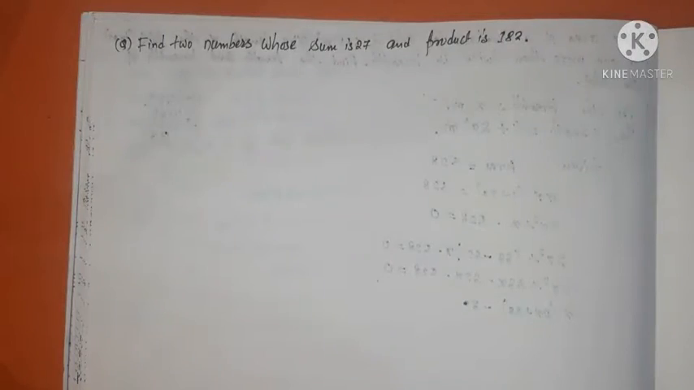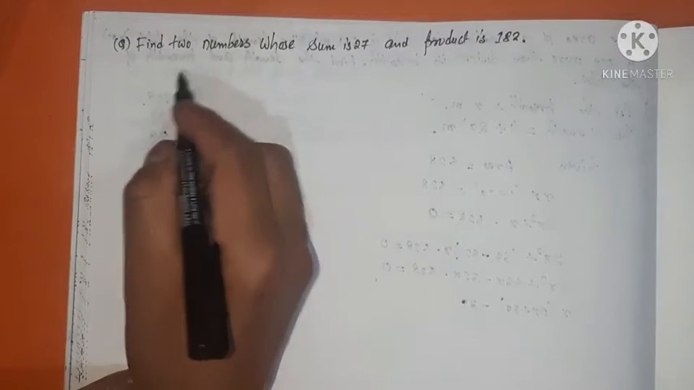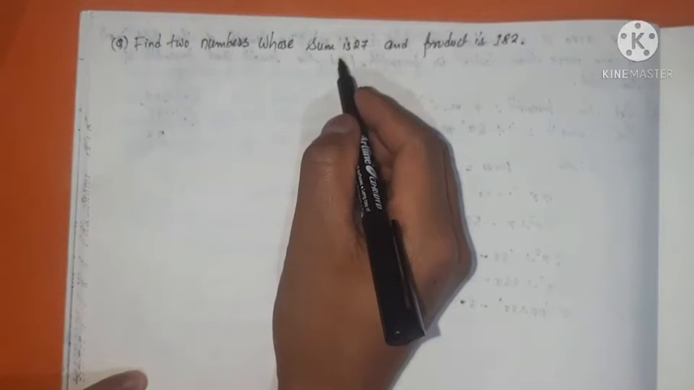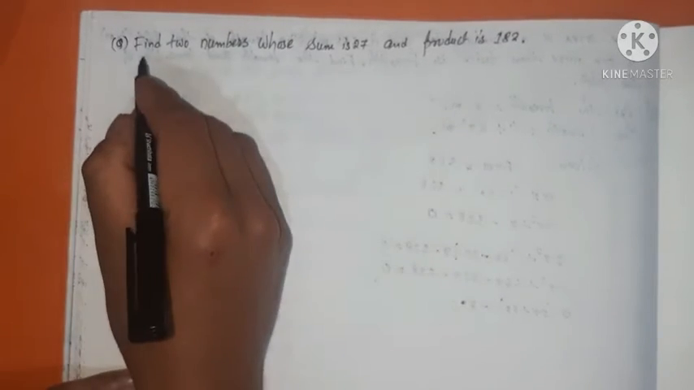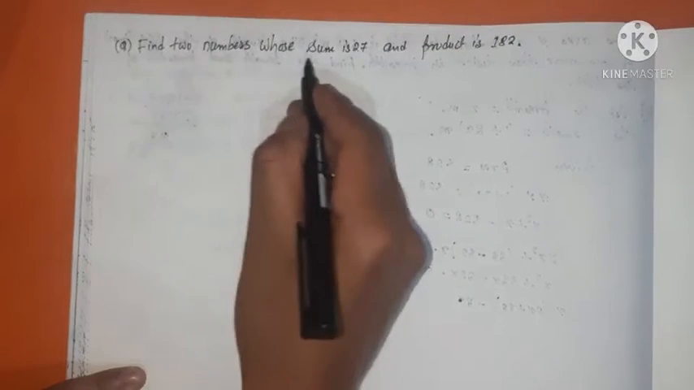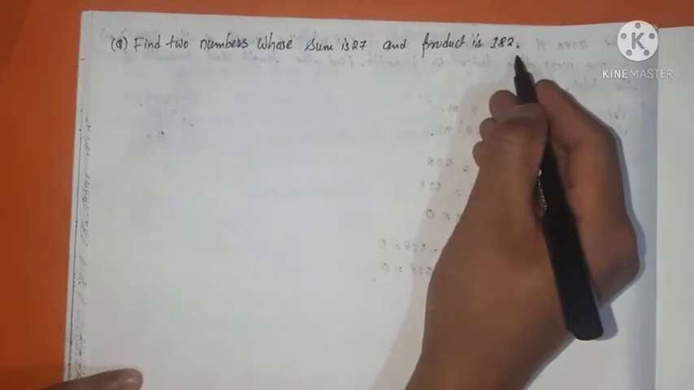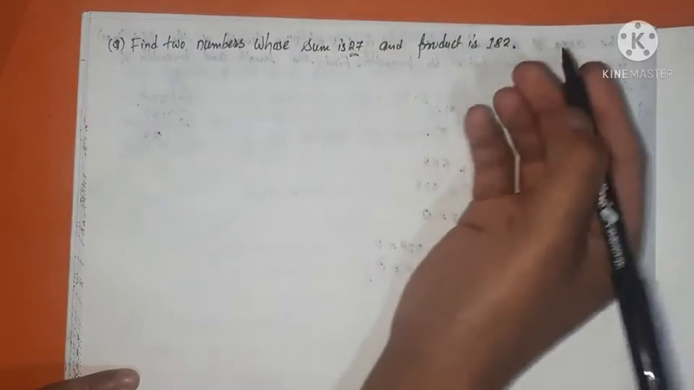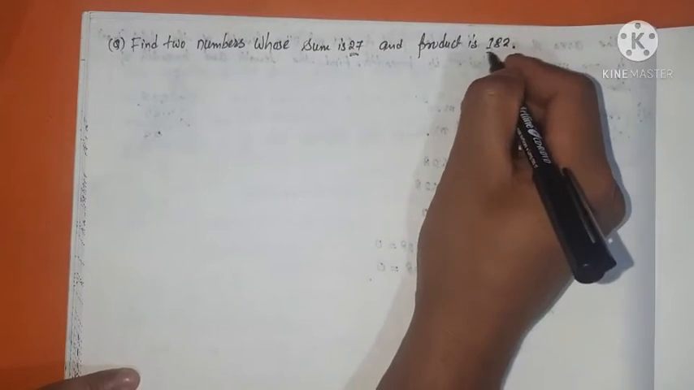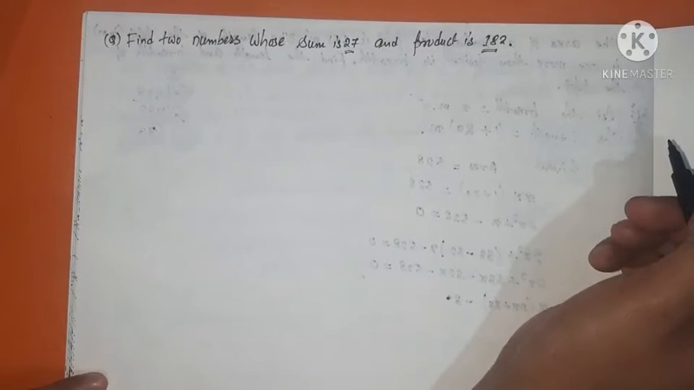So here we have one more word problem, a situation where we can apply quadratic equations. Find two numbers whose sum is 27 and the product is 182. We need to find two numbers which, when you add, give 27, and the product should be 182. So we need to find those numbers. Now, solution.